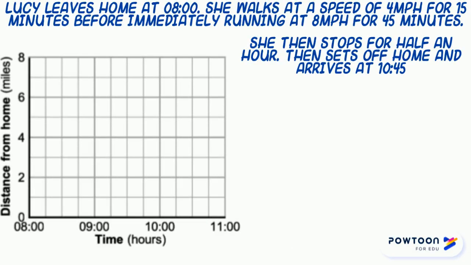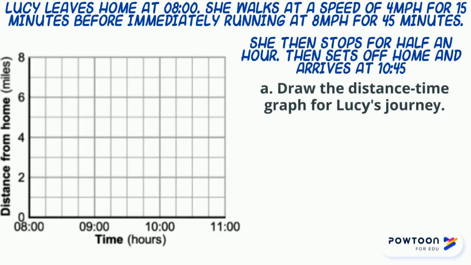In example 4, we're told that Lucy leaves home at 8 o'clock. She walks at a speed of 4 miles per hour for 15 minutes and then immediately runs at 8 miles per hour for 45 minutes. She stops for half an hour and then sets off home to arrive at 10:45. We're going to be drawing all of these steps. We need to start by actually figuring out the distance covered in her time that she was either walking or running. So let's first figure out what the formula is.